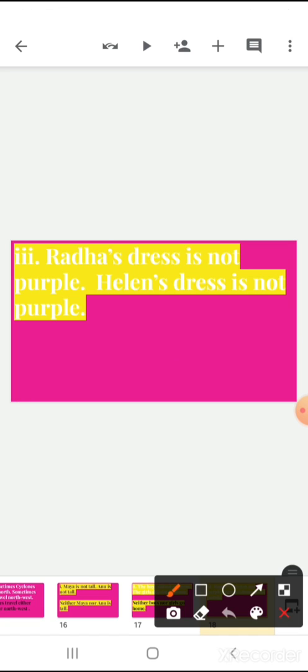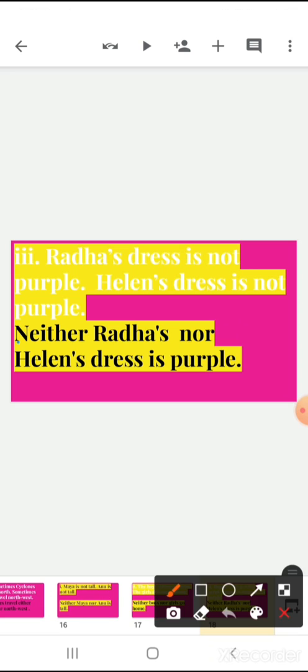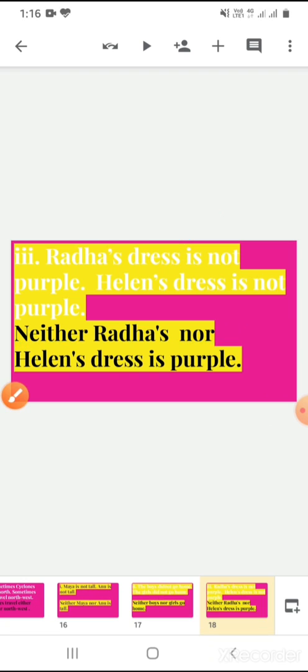Radha's dress is not purple. Helen's dress is not purple. How do we have to use it? Neither Radha's nor Helen's dress is purple. We have used neither nor, but the meaning of the sentence is totally the same as given in the question. Alright? In this way you have to do the remaining ones. Okay? Now next.